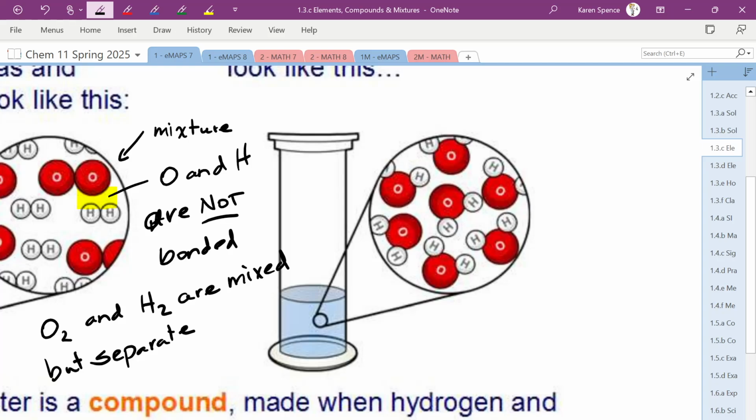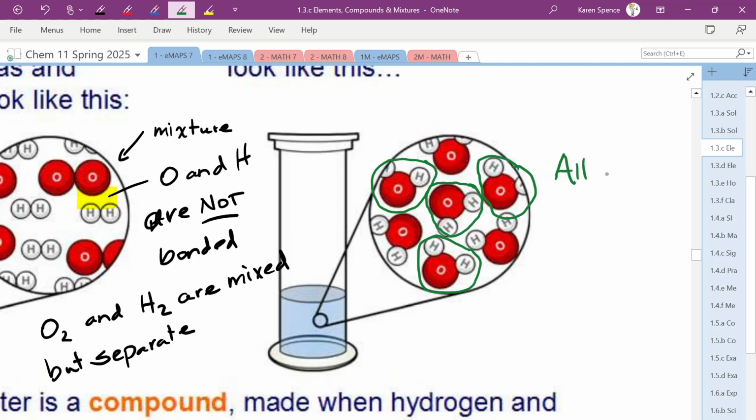every single particle looks like Mickey Mouse. I got a Mickey Mouse here. I got a Mickey Mouse here. I got a Mickey Mouse here. And I got a Mickey Mouse here. All the molecules are the same.